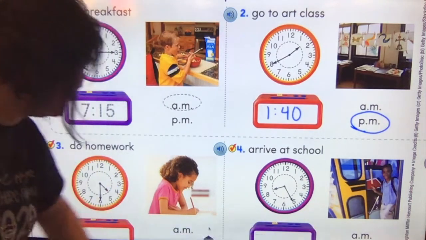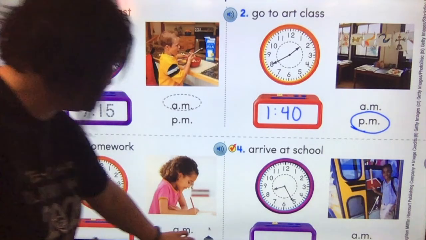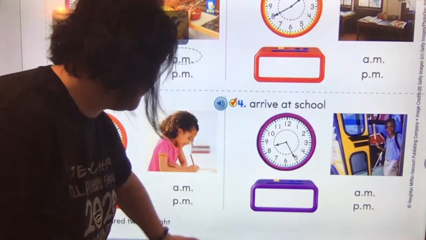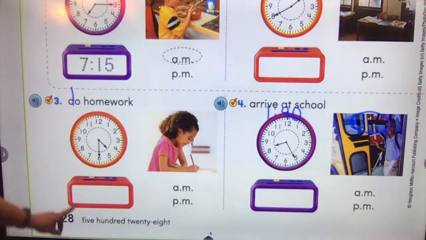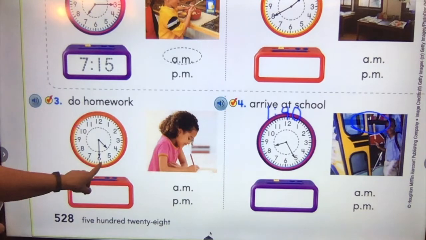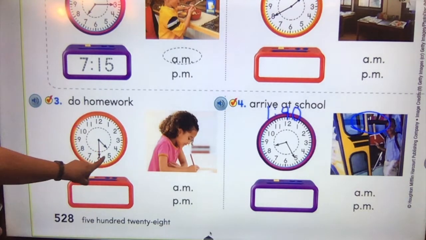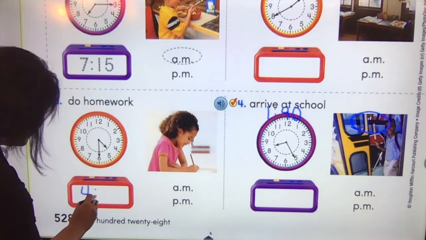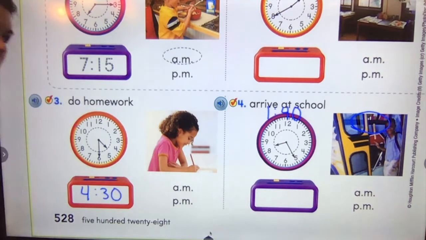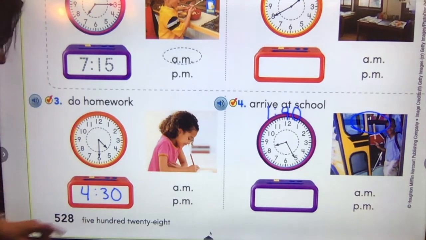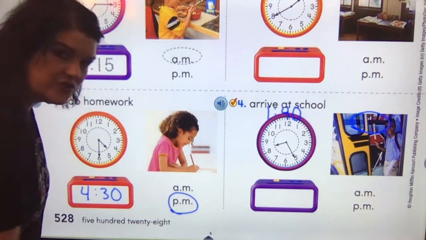All right, let's look down here at this one. You can see that, I'm gonna move this up a little bit. Whoops, just a minute, let me do this. There we go. Okay, so you can see that this girl is doing homework, and the time says what? It's between the 4 and the 5, so we know it's 4. And it's right on the 6, so we know it's 4:30. But what is it, AM or PM? It is 4:30 p.m. because it's after school.